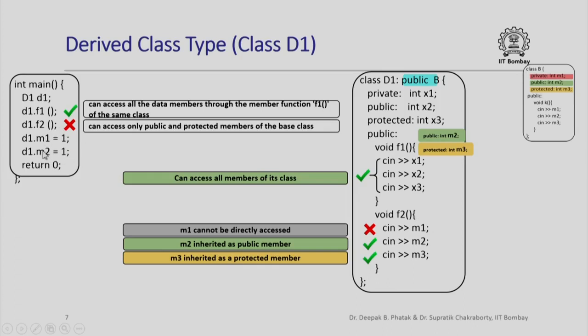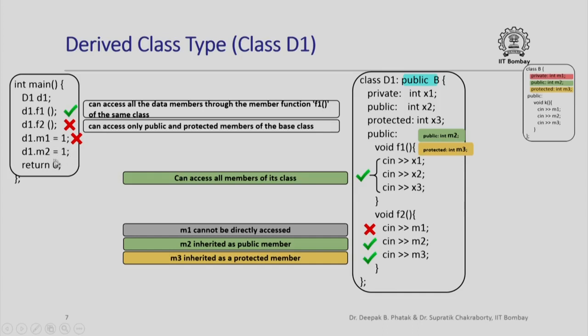What about these two accesses which are directly accesses of data members? So once again D1.M1 is going to lead to a compilation error. Why? Because the data member M1 of the base class B is private, and so it is not accessible from within the derived class D1, and of course it is not accessible from the main program as well.